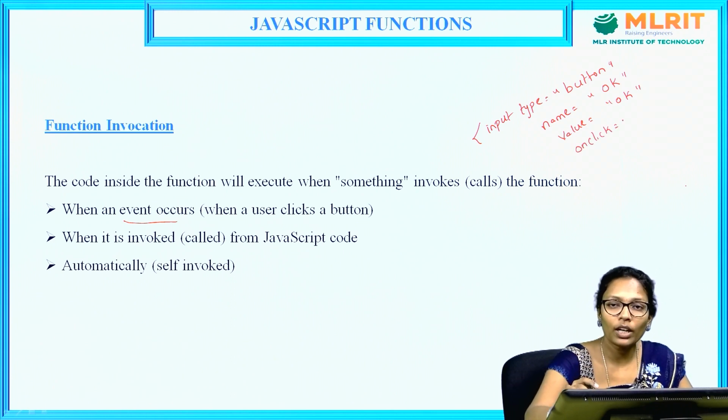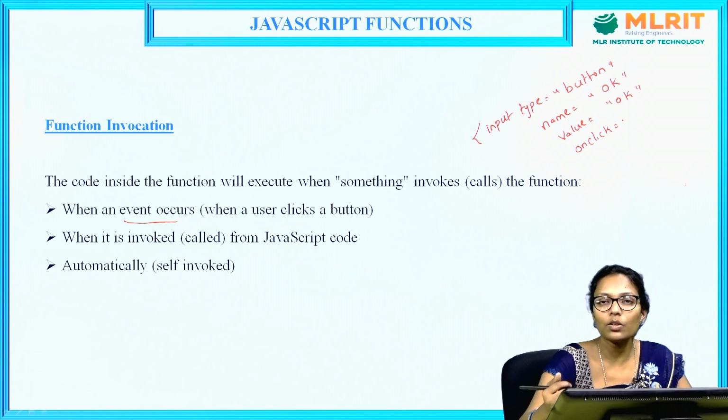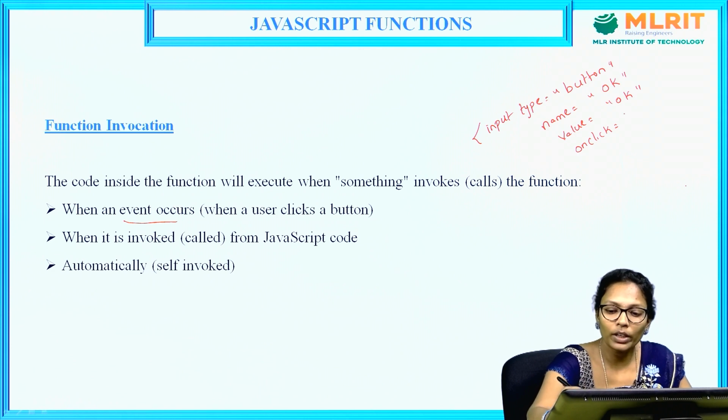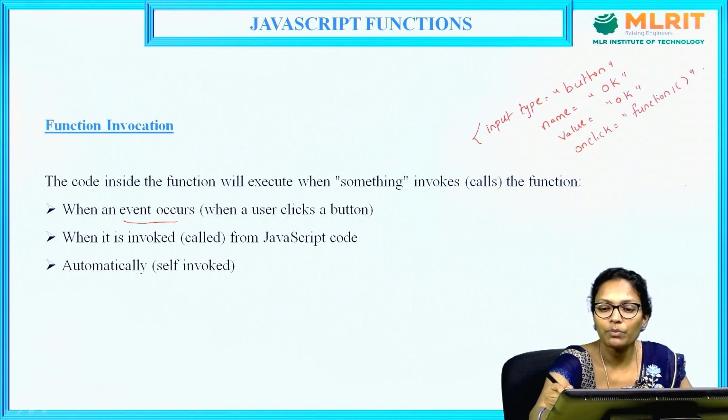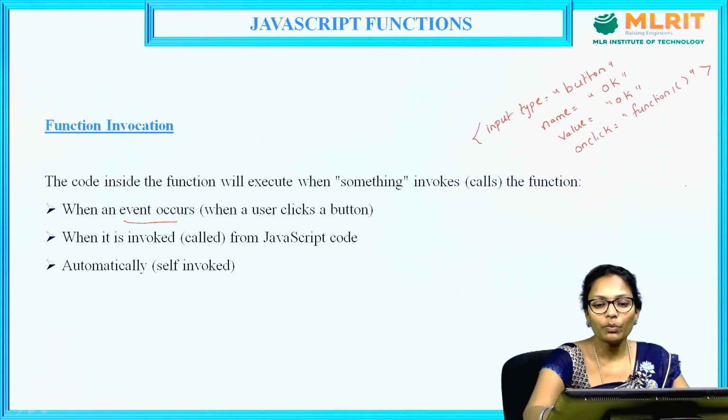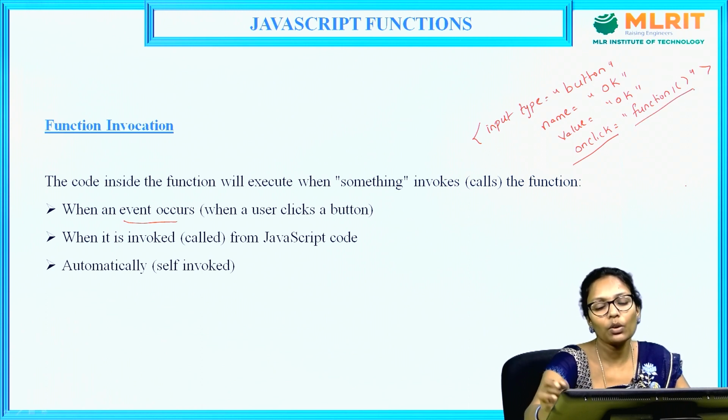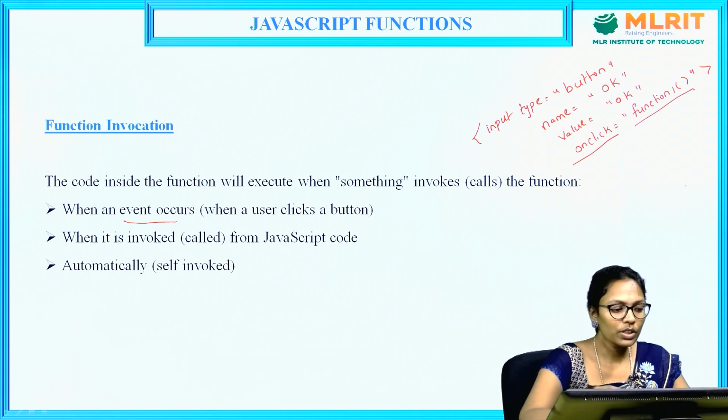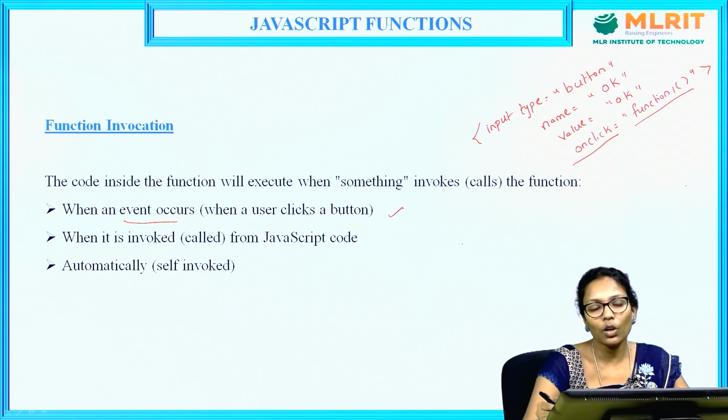Whenever you click on that OK button, this onclick event will be executed. What do I need to do? Call some function. What is the function? function1 is the function name, and I'm just calling that function. So whenever this onclick event occurs, immediately you're calling function1. So this is the first case where you can call the function.